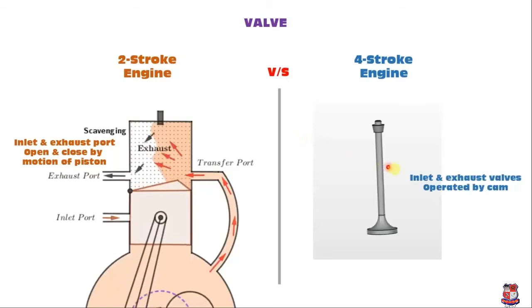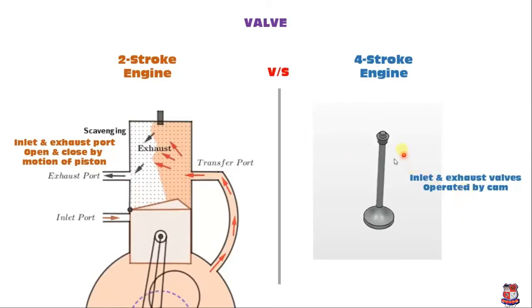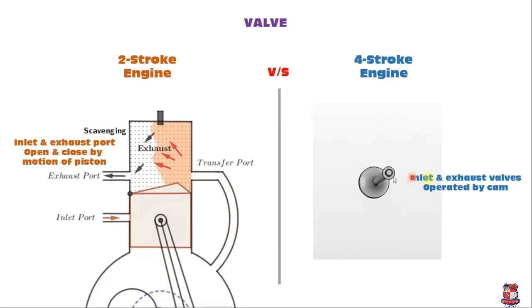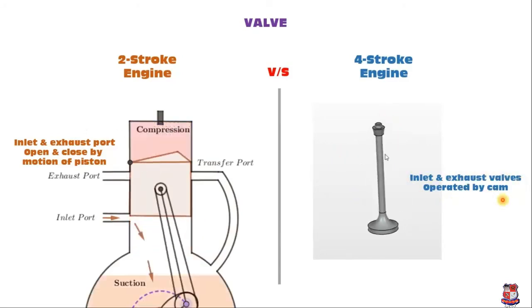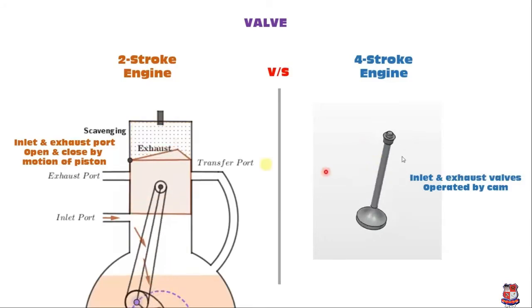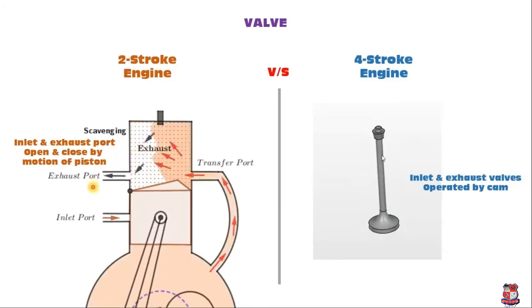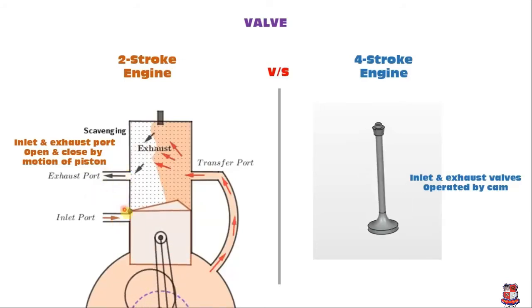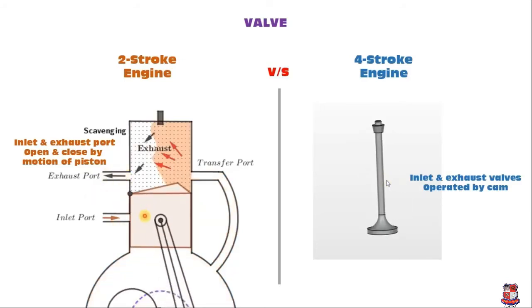But in case of 4-stroke engine, we know that we are using these types of valves. Inlet and exhaust valves are operated by a cam. In 2-stroke engine, there is no requirement of a cam because the ports are opened and closed based on the relative position of the piston.